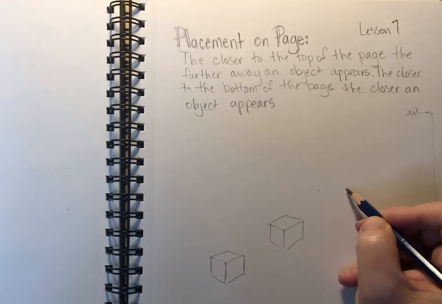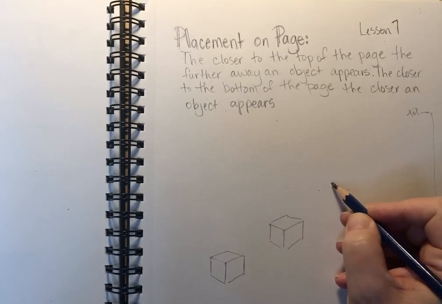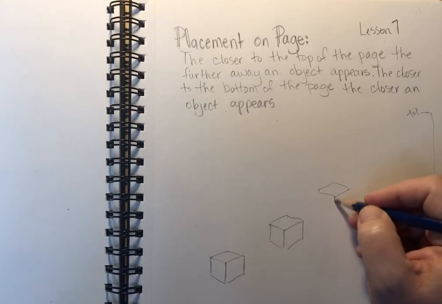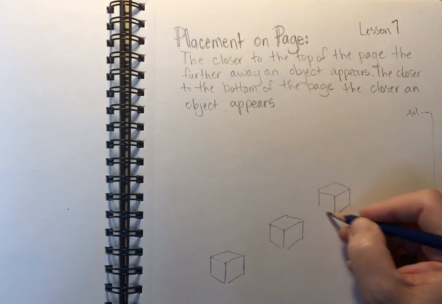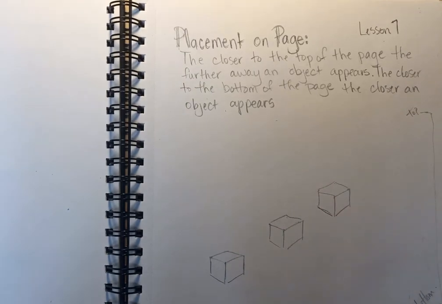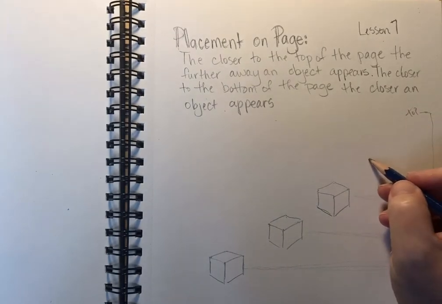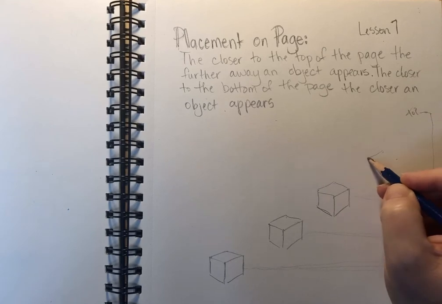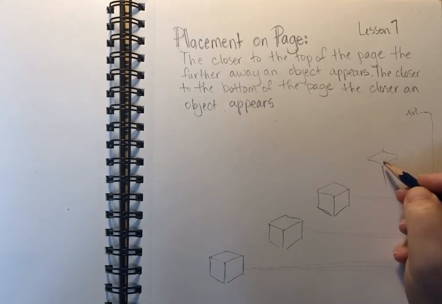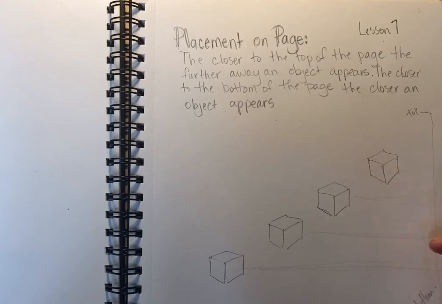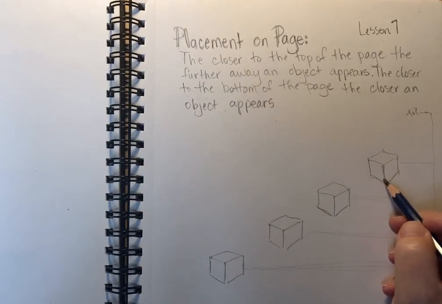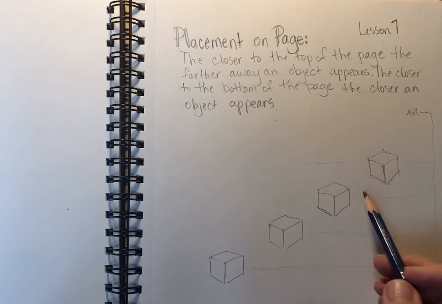we'll just do it on a diagonal. You could do it any way. It doesn't have to be diagonally, but I kind of like the way it looks. There we go. So as you can see, just by moving it, this one is basically here on the page. This one is basically here. This one here. And obviously the higher up we get, the further away it appears.